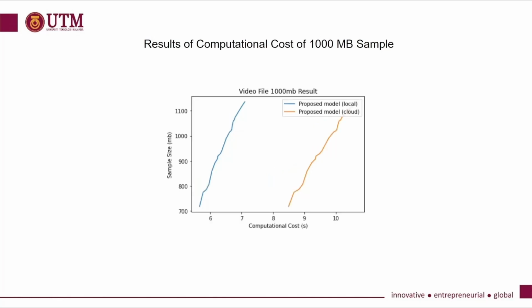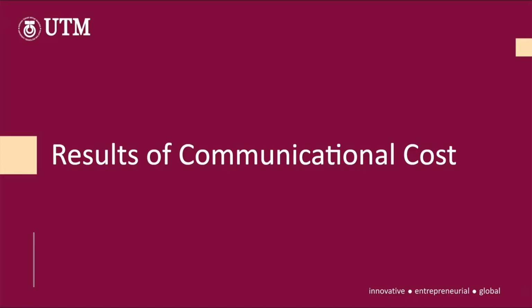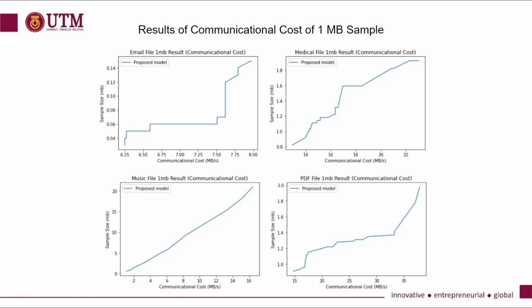Similarly, for the 1000 MB too, we can see a similar result as before, where there is a significant increase, almost an average of 1.5 times greater. Moving on to the results of computational cost. As you can see, there was no comparison done because in the Yan and Zheng papers, there was no mention of computational cost.